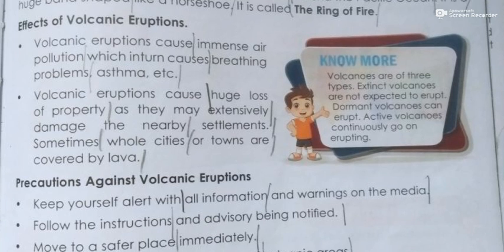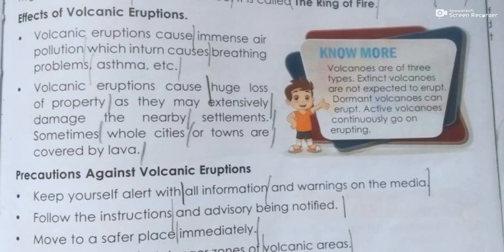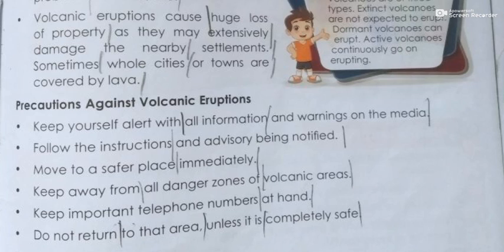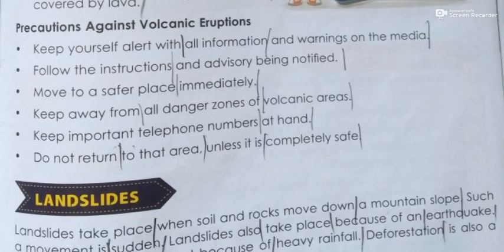What are the effects? Volcanic eruption also causes pollution, and there will be a lot of breathing problems. There is huge loss of property, and if we are not careful enough, even lives can be destroyed. The whole city or town can be covered by lava, so we cannot move anywhere. Hot gases and heavy smoke will come out, and melted rocks will come out. Then we cannot travel anywhere or come out. That is also a very big problem.